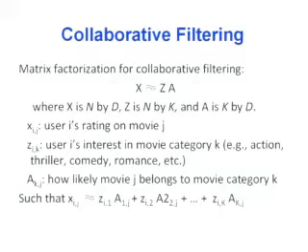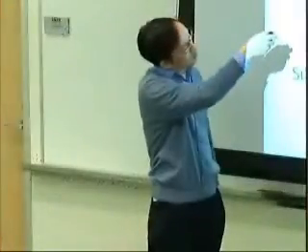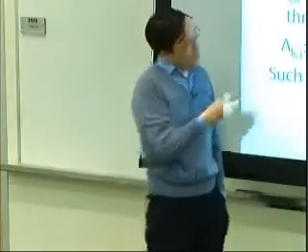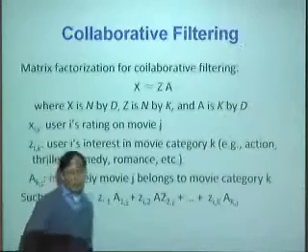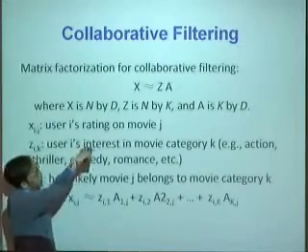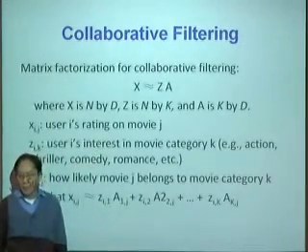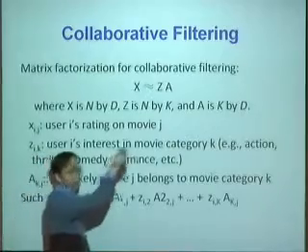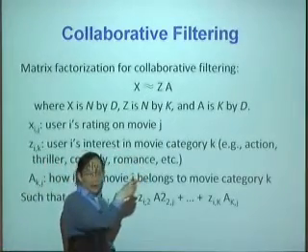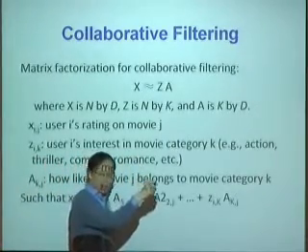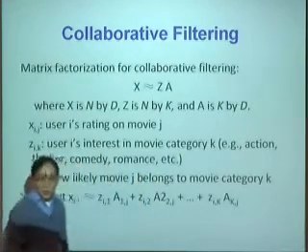This can be addressed by collaborative filtering, in particular this matrix factorization model. We want to fill in the missing elements of X. To do that, we learn latent matrices Z and A. Once we know Z and A, we can use the values of ZA to make predictions on the missing elements of X.